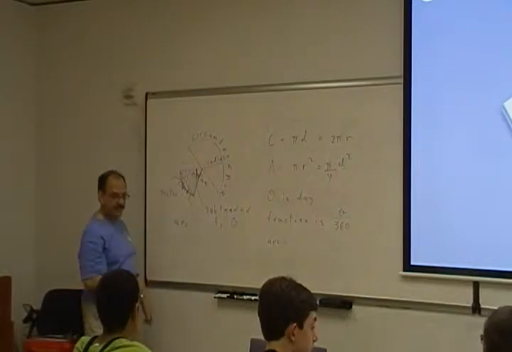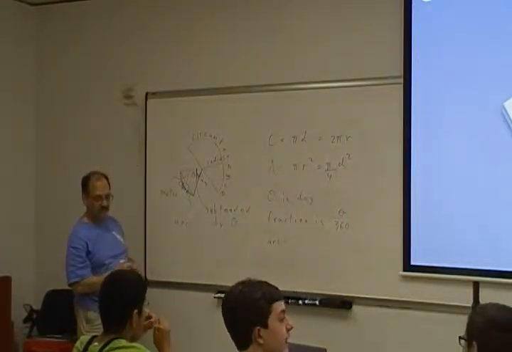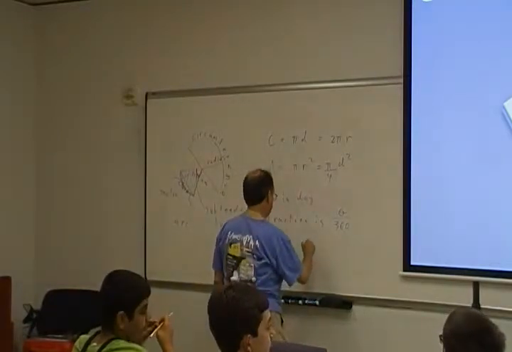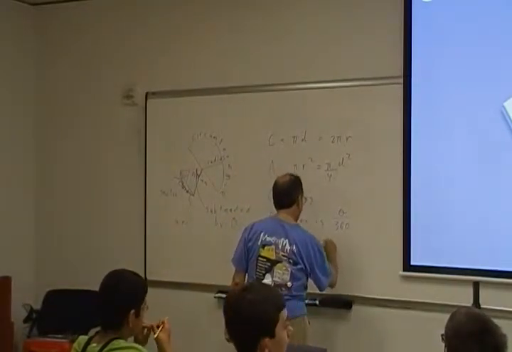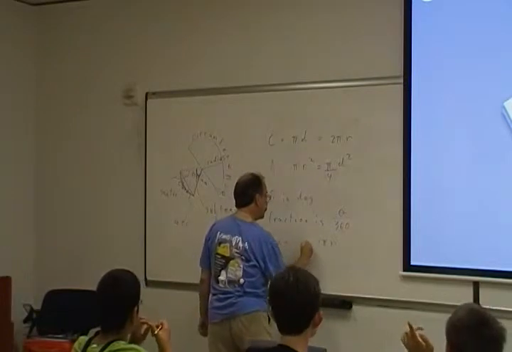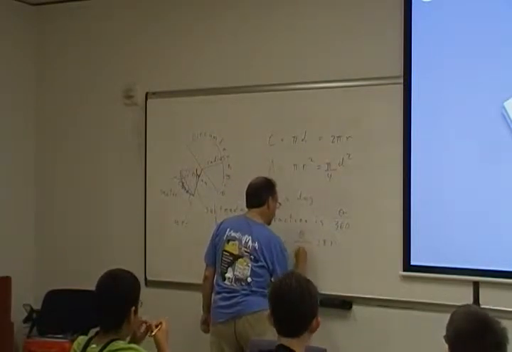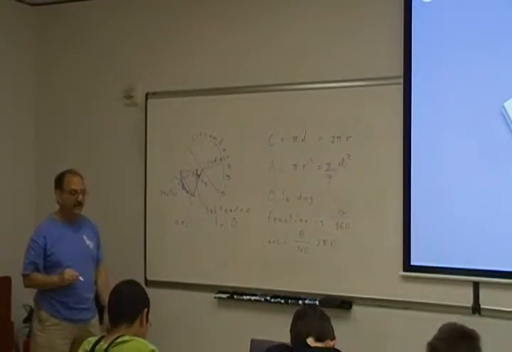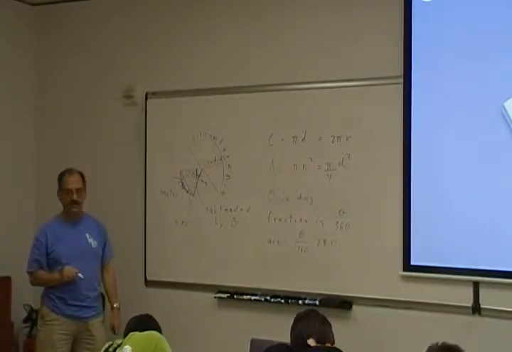Well, it's this fraction of the full circumference. You're finding what part of the whole circle is turned. So the arc is 2 pi r, the circumference, and then we multiply it by the fraction theta over 360, right? And that's the length of the arc.